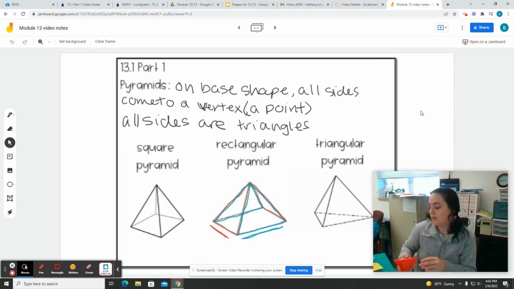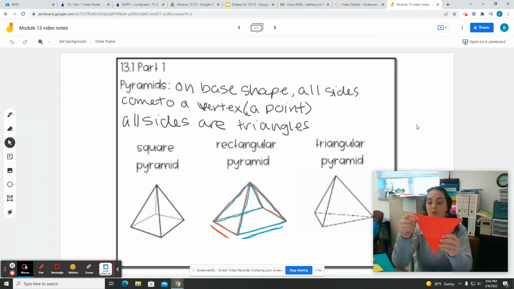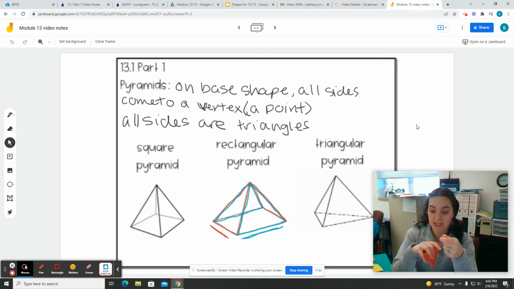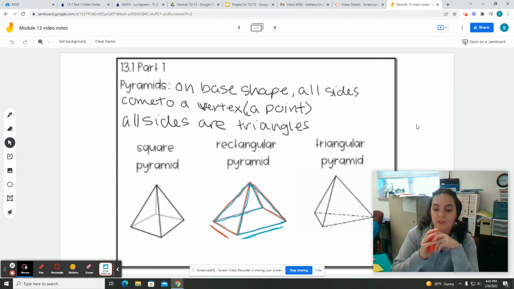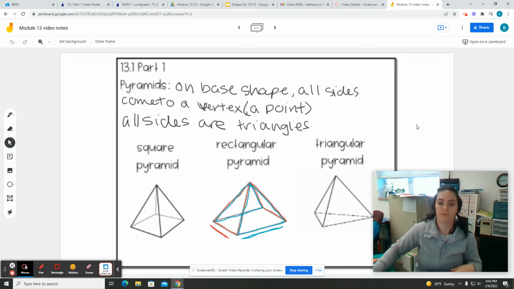Okay. Now, not every single triangular pyramid is going to be even on all three sides. The one I just showed you, all of these triangles are the exact same size and dimensions. So when I put it together like this, it doesn't matter which triangle I am pointing to. They all have the same base and height. But you can sometimes get triangular pyramids that have a really small base and a really tall point. So then you have different size triangles. Okay.